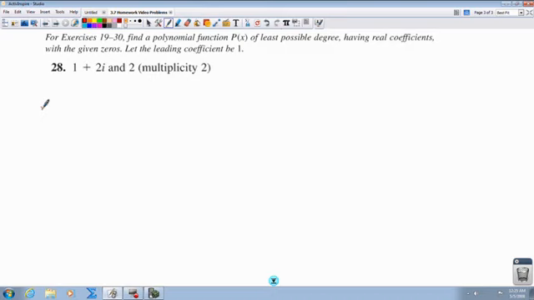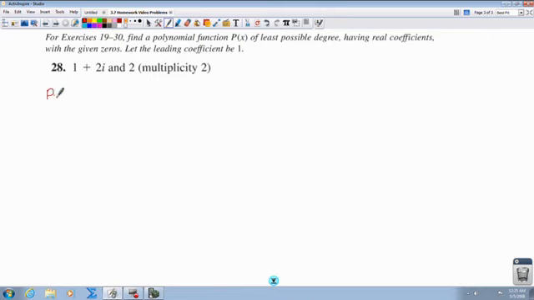Alright, the last problem we're going to do is number 28. Find a polynomial p of x of least possible degree having real coefficients with the given zeros. Let the leading coefficient be 1. The zeros are 1 plus 2i and 2, which has a multiplicity of 2.